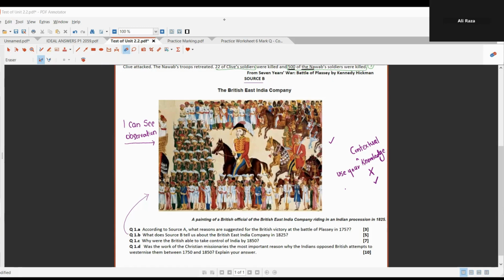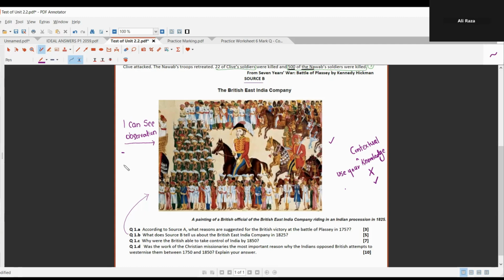We can see observations. A member from the British is sitting on a horse. And we can infer that it probably shows the inferiority of other people. Okay, we are going beyond.